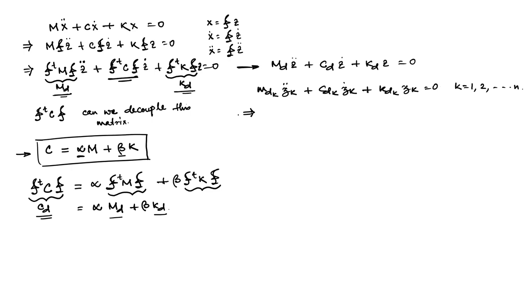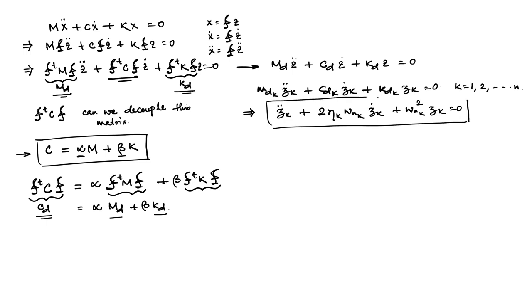Now, this equation, if we mass normalize, we will have z k double dot plus c d k, and this c d k is proportional to z k dot. So, we have the same model that we had in case of an SDOF system. So, this will be twice eta k omega n k, where omega n k is the kth natural frequency, z k dot plus omega n k square z k equal to 0. So, that is basically the uncoupled equation in the modal coordinate. Right, and for this equation we know what the solution is.